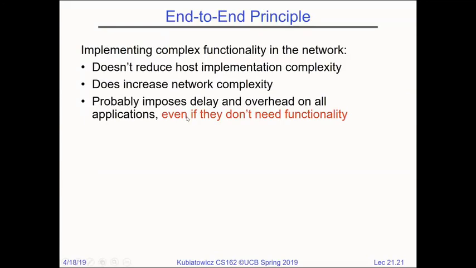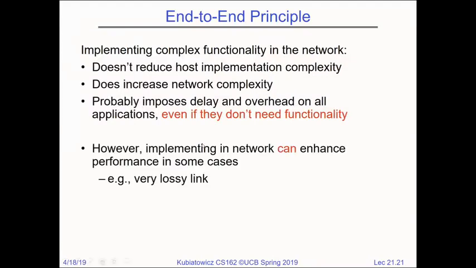And the end-to-end principle, they talk about this in the paper as well, which is very forward-looking for when it was written, is basically that everything that goes through the network ends up using what you put in the network, whether it needs it or not. Now again, however, implementing things in the network can enhance performance in some cases, like over a very lossy link. Okay? Good?